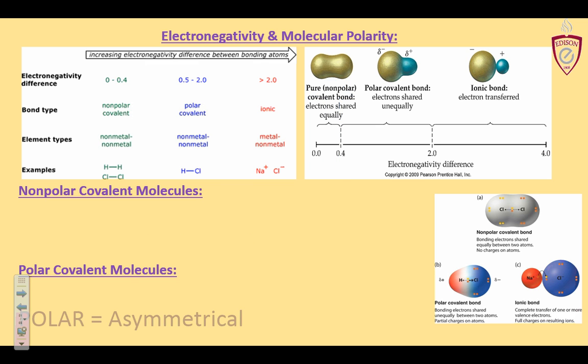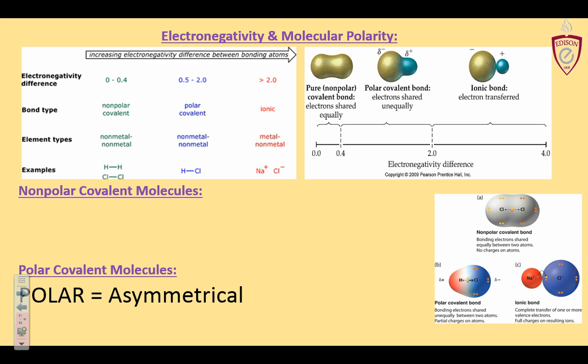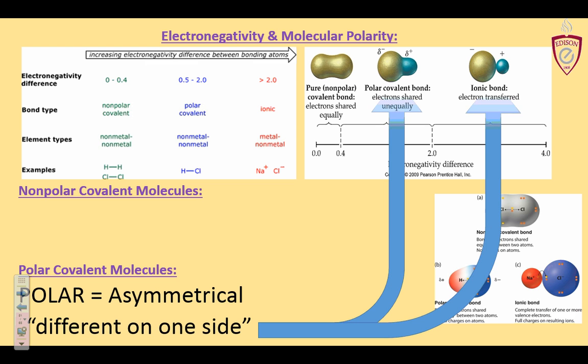Right. Now conversely, let's do polar. Polar is asymmetrical. So when we put a in front of something, it means not. That's a root word kind of thing. Different on one side. So it fails the mirror test. If we were to cut this molecule in half horizontally, from left to right, they're different sides.